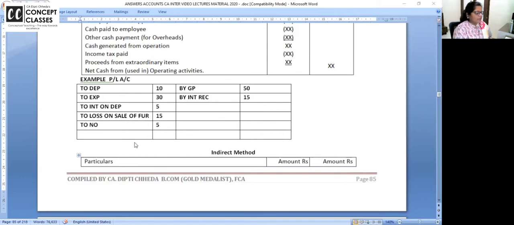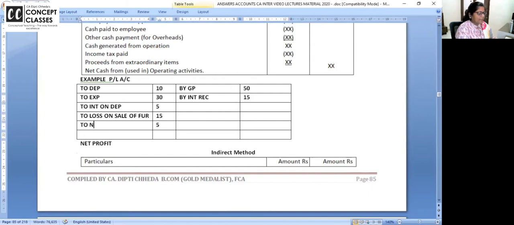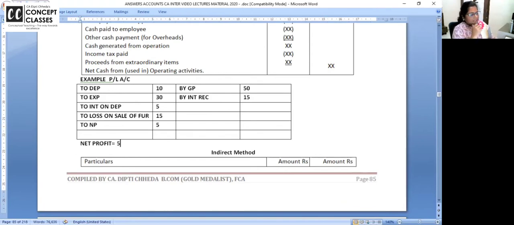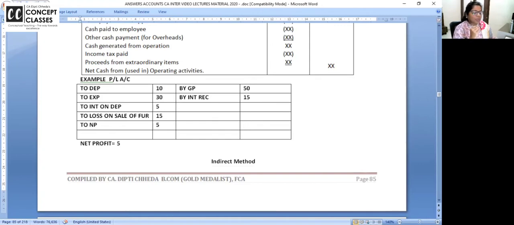Check with me here. See, the net profit, I want to write NP is equal to net profit. Net profit is equal to 5. Did you understand? 5 is the net profit and this is given to you. Now I want cash profit. You will know what is cash profit, right?